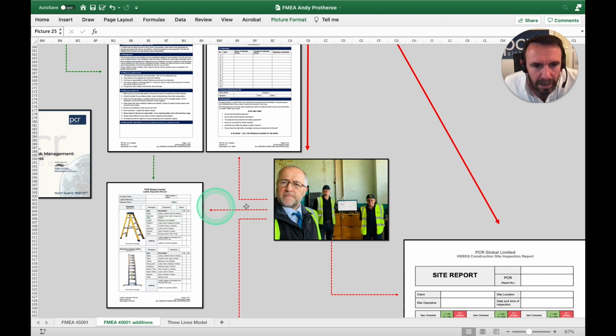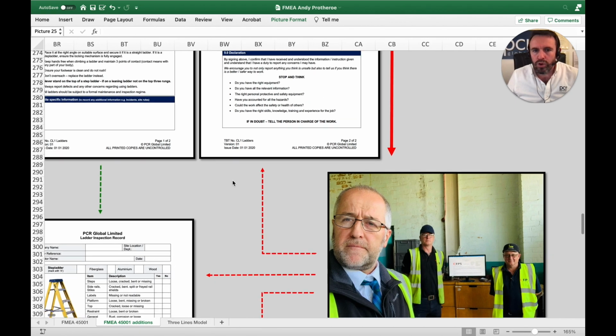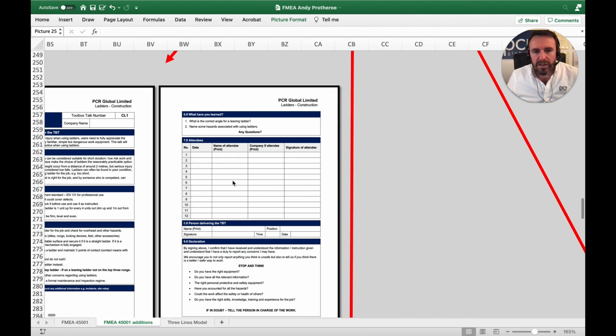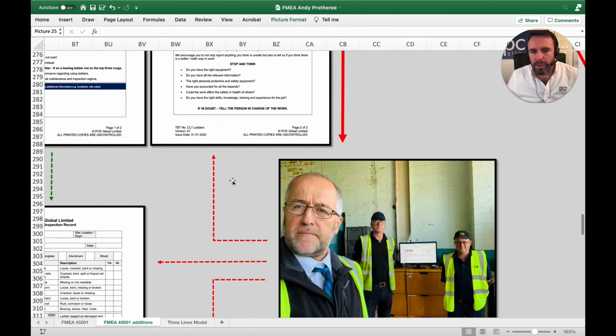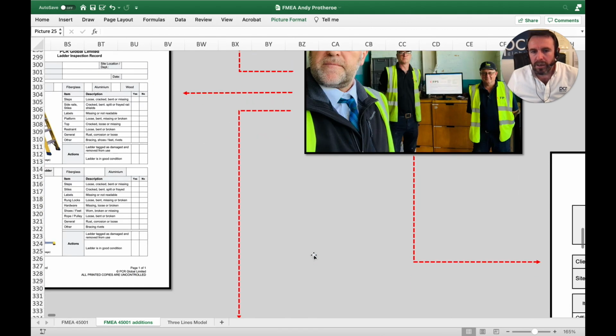This is Ian, actually, now he's verifying that. We've got a red line. Ian is verifying that things are going on, a multi-level approach to managing risk. He's checking that toolbox talks have been completed. He is checking that ladder inspections are being done.